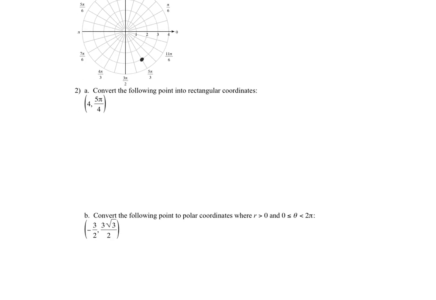For question 2a, this point given is in polar coordinates, so we need to convert it to rectangular coordinates. Rectangular coordinates has an x and a y value. So we need to find x, which is our r cosine theta. We need to find y, which is our r sine theta.